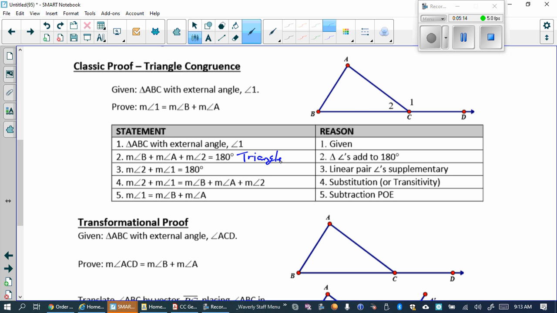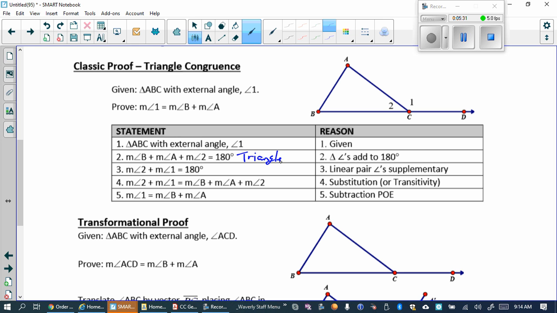Okay? They add to 180. You know that. We proved it earlier, didn't we? Okay? Triangle, and here's the reason we can say that: triangle angles add to 180. So that's another reason you might use in a proof somewhere. Okay? It's valid. So now down here, they say angle 2 and 1 add to 180.